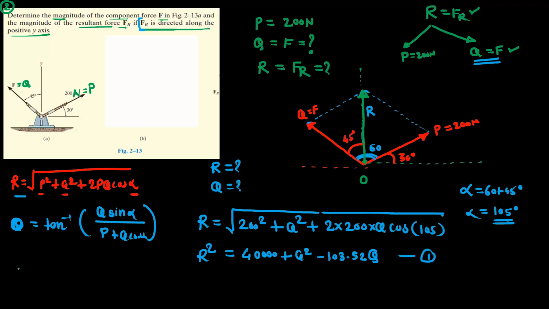Now refer to the second equation, that is for theta. So theta is nothing but the angle with respect to force P. That angle is known, so this is your theta. You can refer to the standard formula. So theta here is 60 degrees, equal to tan inverse. The unknown value is force Q, the second force, sine 105 divided by P, the known force, which is 200, plus Q cos 105. Okay, now just simplify this equation.